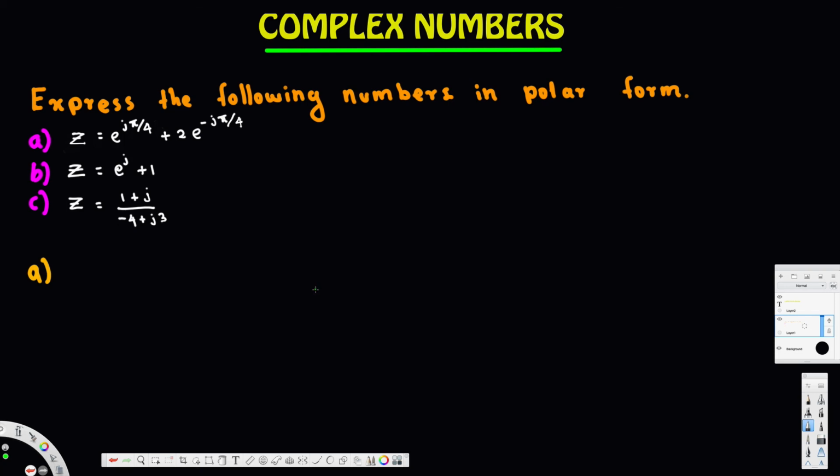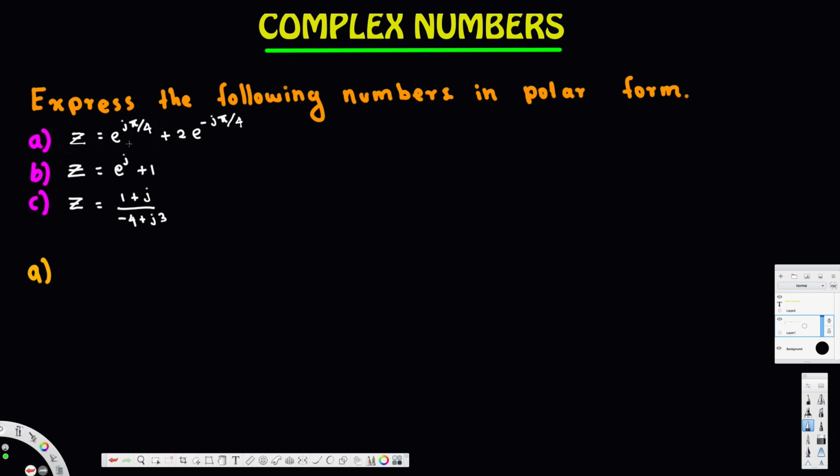Let's look at this problem right here. This question is asking: express the following numbers in polar form. Here we have numbers given in polar form. This one is already in polar form, but we have to convert this into one number because we have two complex numbers. In order to do this, the best approach is to convert into rectangular form first, then convert back into polar form, because in rectangular form we can add them easily.